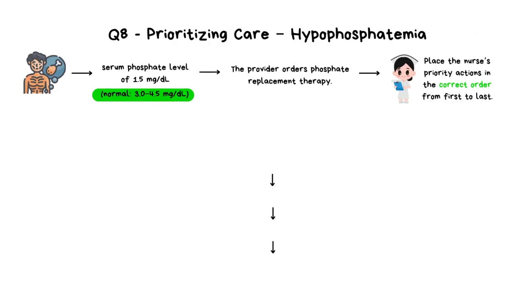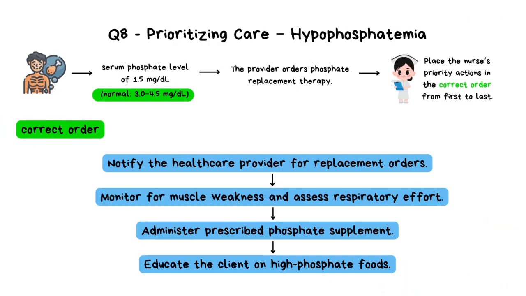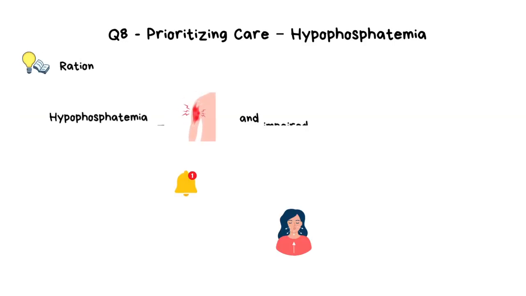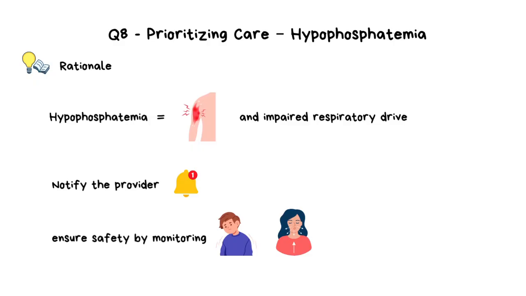The correct order is: first, notify the healthcare provider for a replacement order. Second, monitor for muscle weakness and respiratory effort. Third, administer the prescribed phosphate supplement. And finally, educate on high phosphate foods. Rationale: hypophosphatemia can cause muscle weakness and impaired respiratory drive. The immediate step is notifying the provider, then ensuring safety by monitoring weakness and breathing. Replacement is given next, followed by long-term teaching on diet.